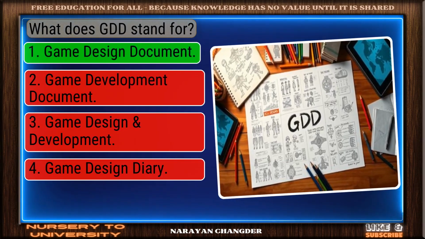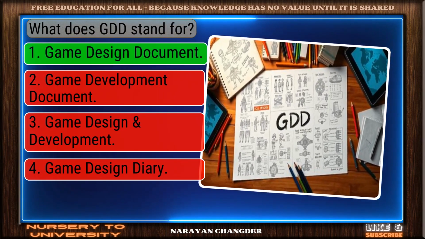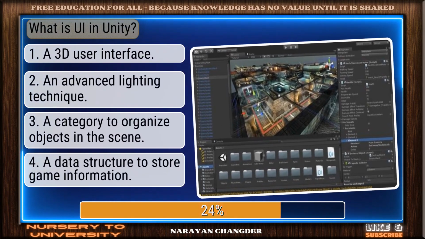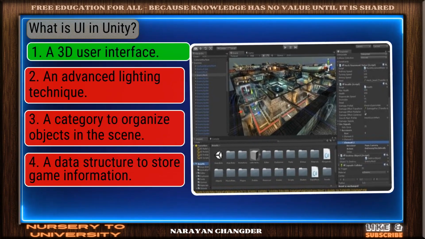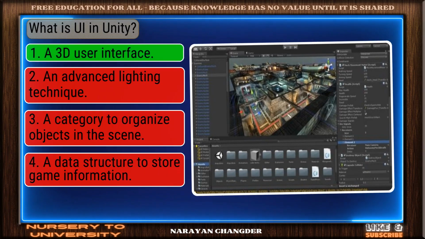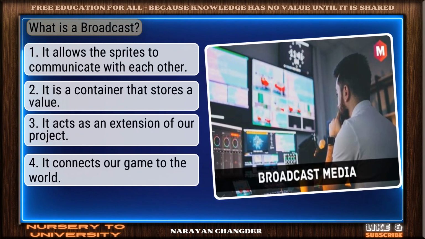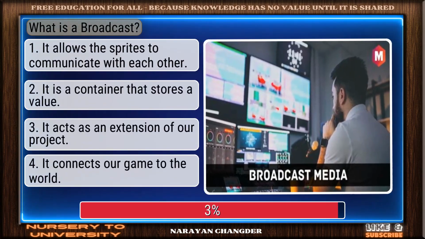Bravo. Game design document is the answer. Question number 74. What is UI in Unity? Right again. A 3D user interface is a valid answer. Question number 75. What is a broadcast?